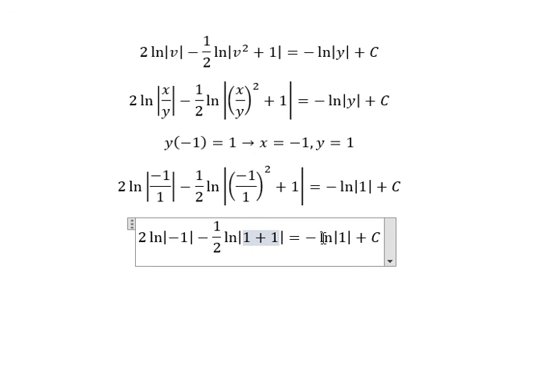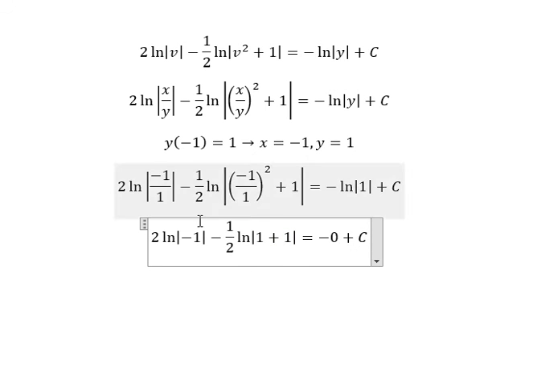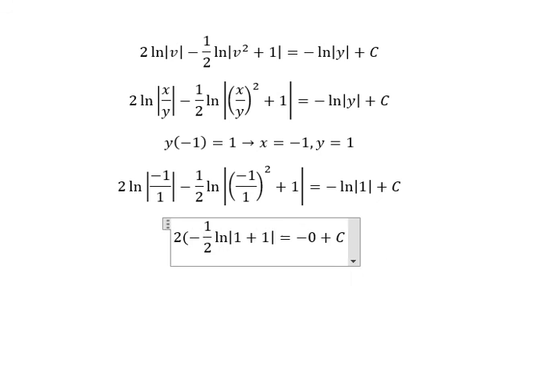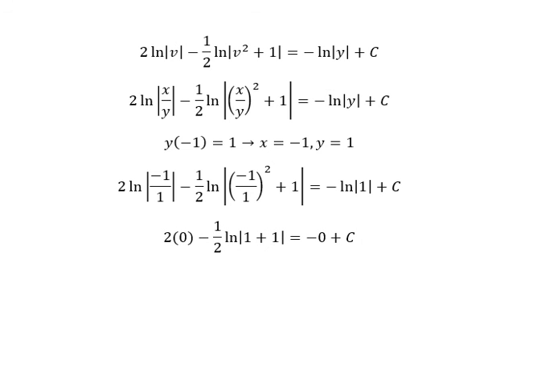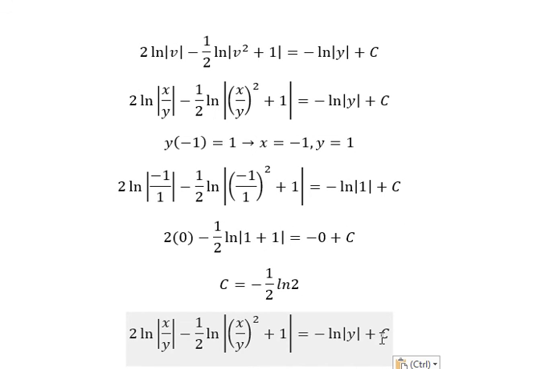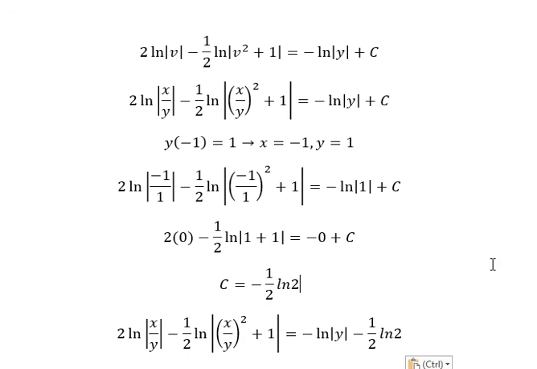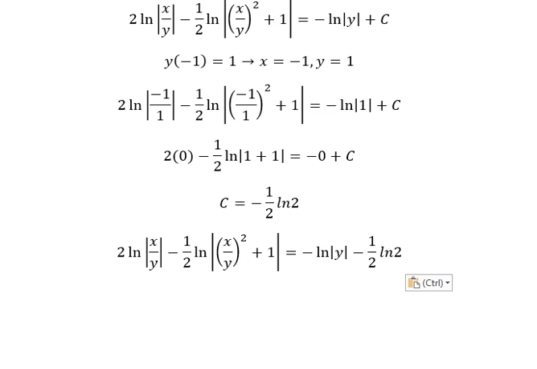This is number 0. This one you get 0. Now we simplify, and you get c equals to negative 1 over 2 ln number 2. Now we change the value of c into this one. And this is the final answer.